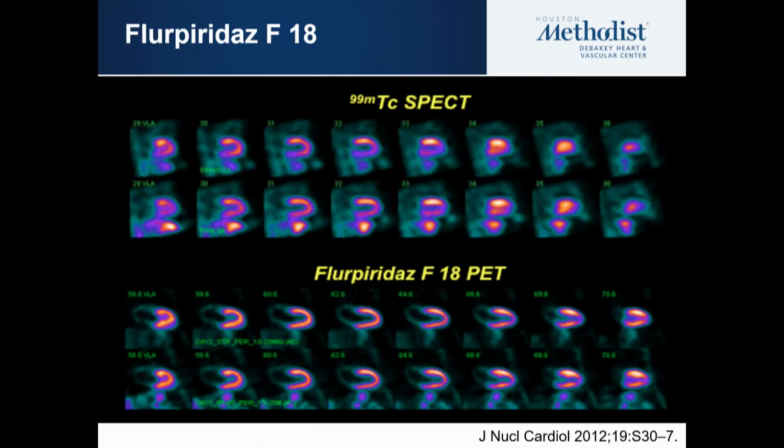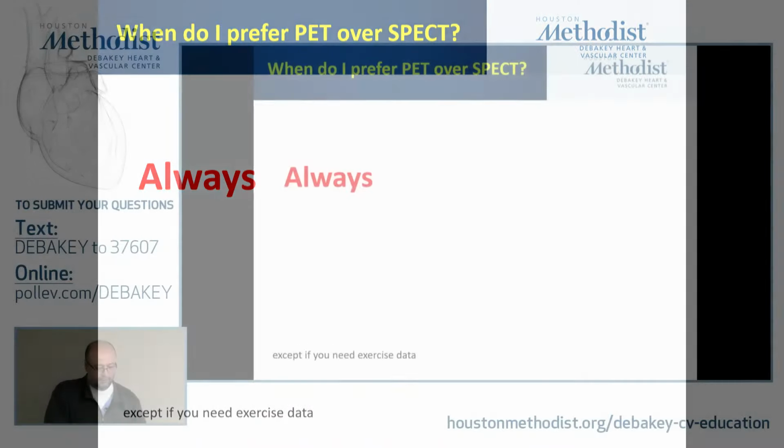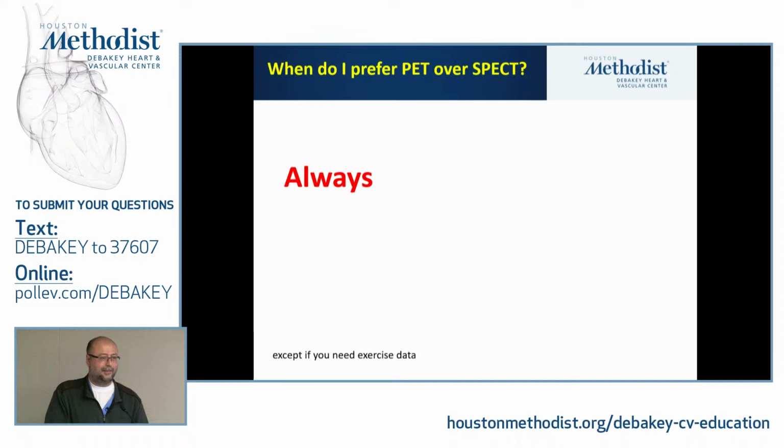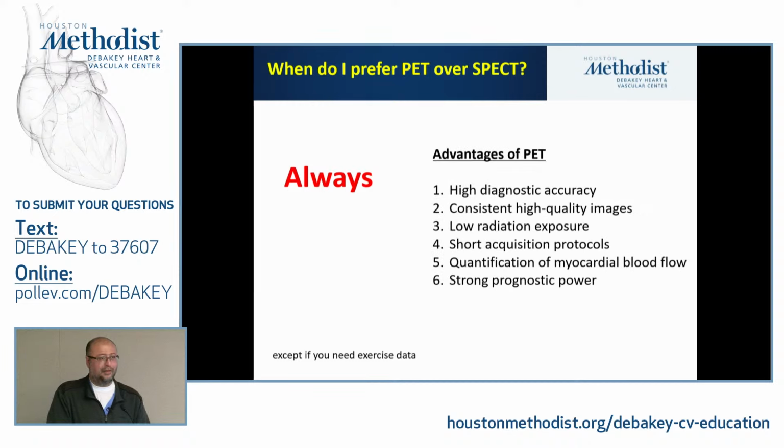flurpiridaz. So going back to your question, Dr. Duarte, when do I prefer PET over SPECT? I prefer it always, but we have to be realistic. You cannot switch everybody. It's a more expensive test, not widely available, and you have to do some cases on SPECT. So why do we prefer it only? Because it has a lot of additional advantages. All studies that have compared PET to SPECT, or other imaging modalities, including all the other stress modalities, have shown that PET is by far the most sensitive modality compared to others.